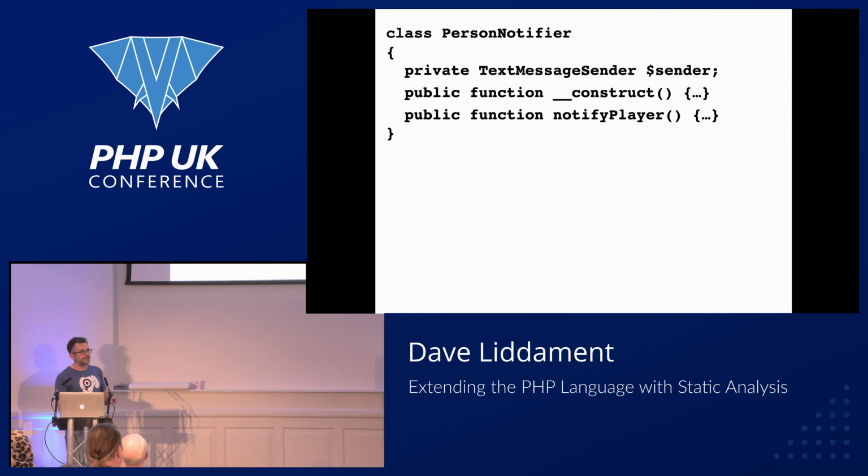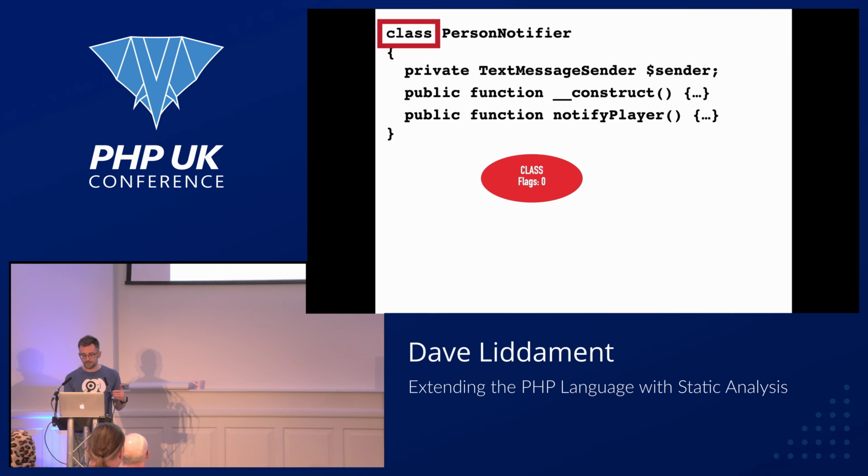So the AST, the abstract syntax tree, is a tree representation of your code base. Any PHP code you write, you can represent in the abstract syntax tree. And the AST isn't specific to PHP. Many other languages use this kind of concept as well. So if we've got some code like this class called PersonNotifier, the AST is made up of several nodes, and each node is of a different type depending on what it is representing.